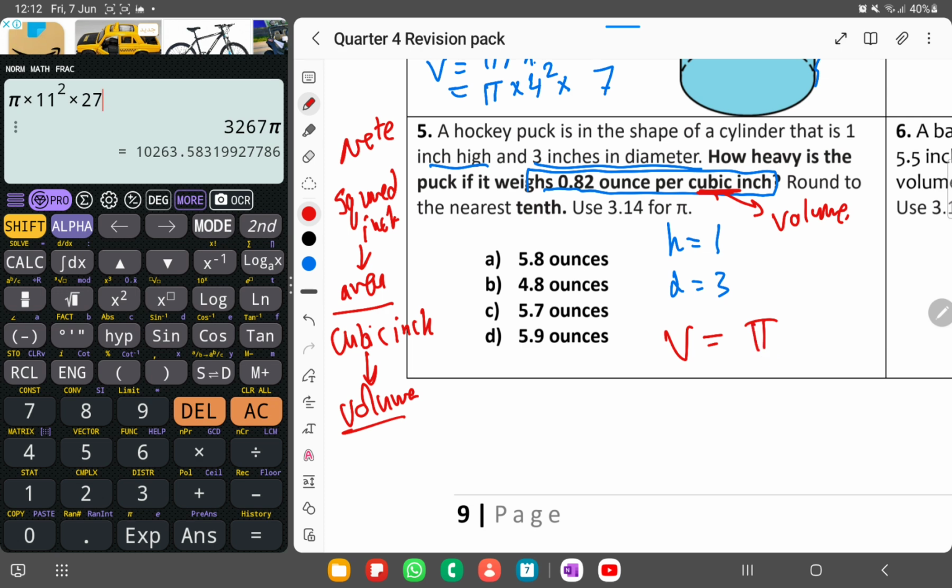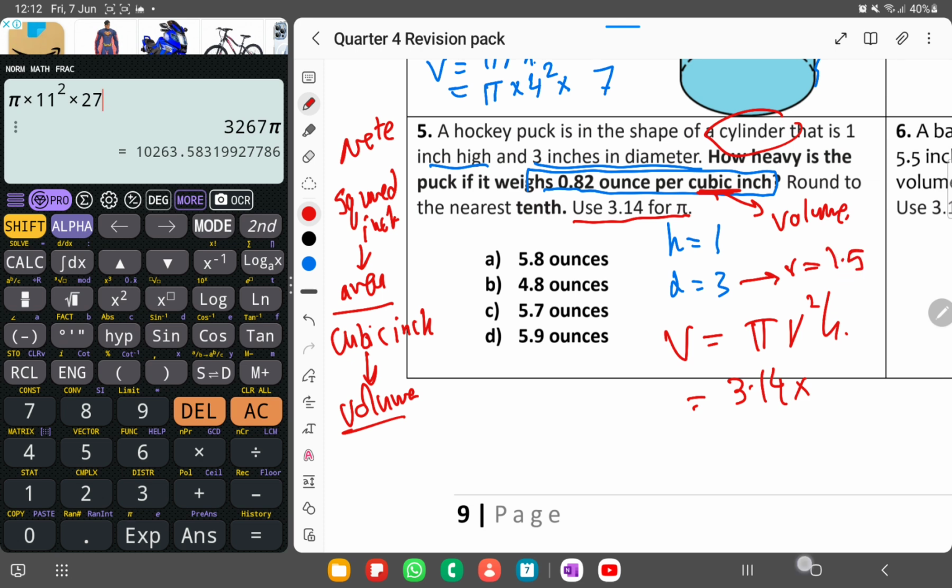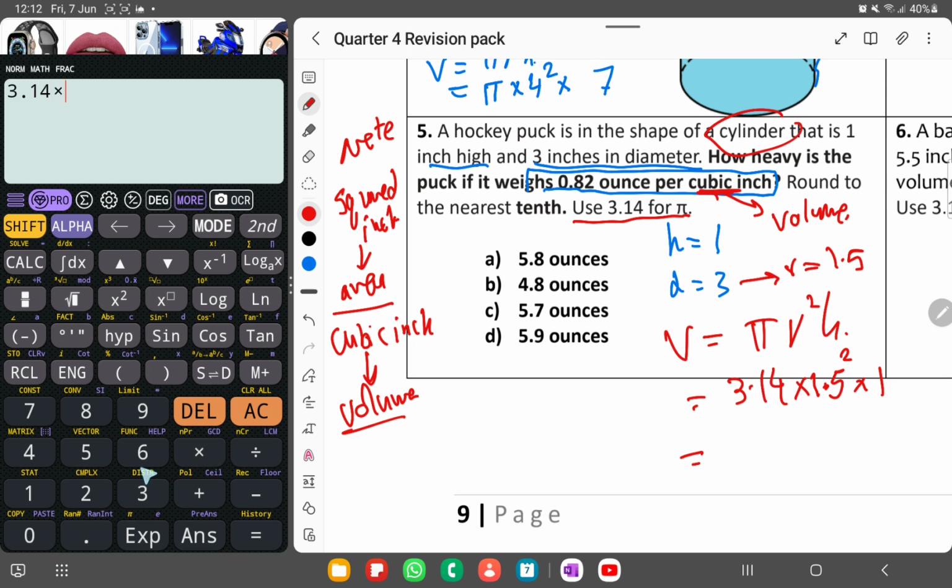So volume equals, and it's the shape of the cylinder, pi r squared h. Pi is 3.14. He didn't say in terms of pi. He said 3.14 for pi. So 3.14 times radius. What is radius? If diameter is 3, radius is 1.5. Bravo. So 1.5 squared times the height. What is the height? Height is 1. So now let's multiply 3.14 times 1.5 squared times 1, which is 7.065 inches cubed.